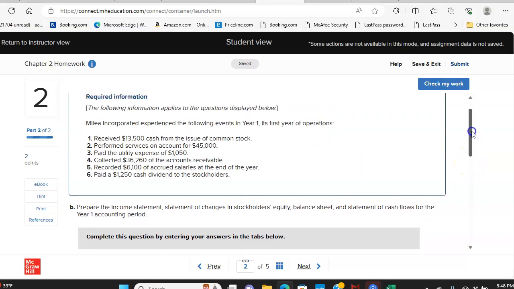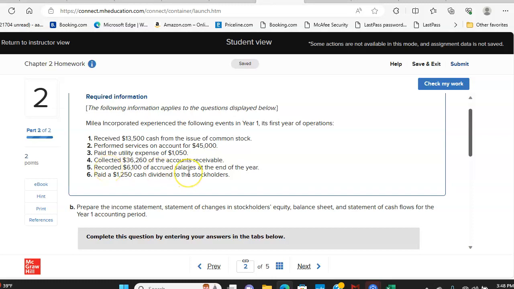All right. So beginning with your assets, let's see. Received cash. I need my calculator, but I need your help too. So I received cash of 13,500. So it's plus 13.5 to my cash account. So let me get out my calculator here. 13.5, all right. Perform services on account. That doesn't impact my cash account. But then I pay utility expense of 1,050. So subtract 1,050 from your 13.5. Collected 36,260 in cash. So add 36,260.